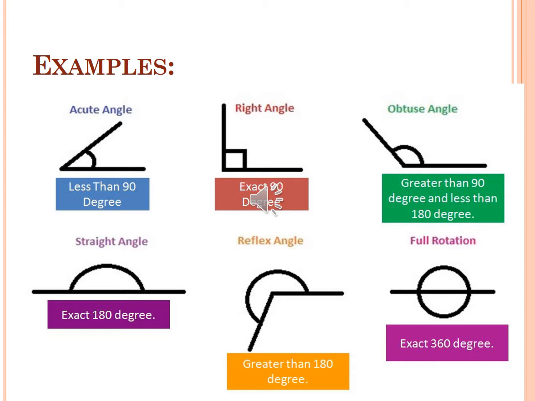The third one, the green one, is an obtuse angle. As we can see, it's greater than 90 degrees, but less than 180 degrees. Number 4, the purple one, is a straight angle because it's just a straight line with a 180 degree angle.